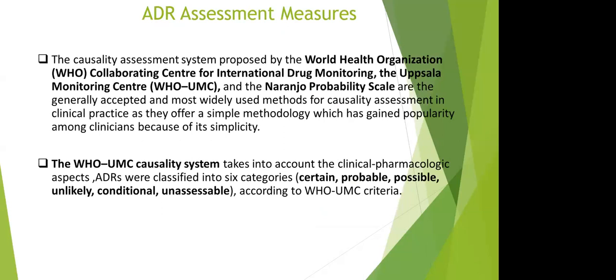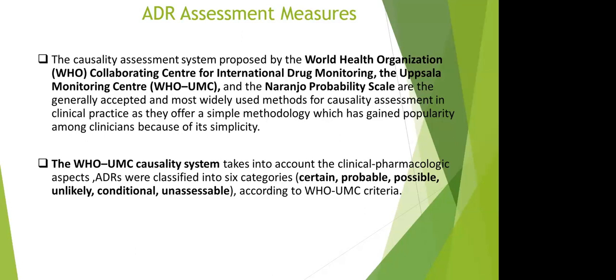The causality assessment system proposed by the World Health Organization, Collaborating Center for International Drug Monitoring, the Uppsala Monitoring Center, WHO-UMC, and the Naranjo Probability Scale are the generally accepted and most widely used methods for causality assessment. So causality assessment is mostly assessed using WHO-UMC scale and Naranjo Probability Scale in clinical practice, as they offer simple methodology which has gained popularity among clinicians because of its simplicity. So WHO-UMC causality system takes into account clinical pharmacological aspects. So it's basically a combined assessment taking into account the clinical pharmacological aspects of the case history and the quality of the documentation of the observation.